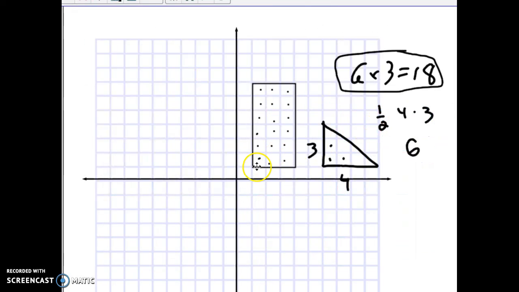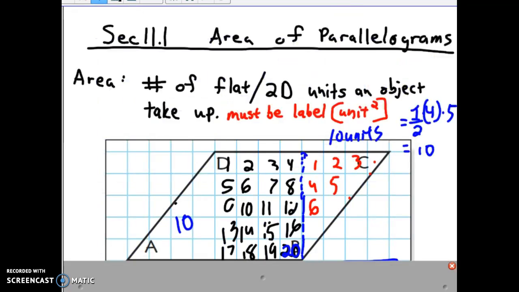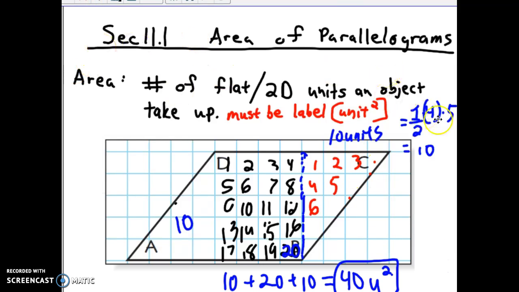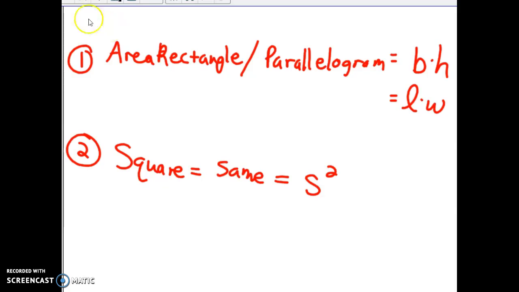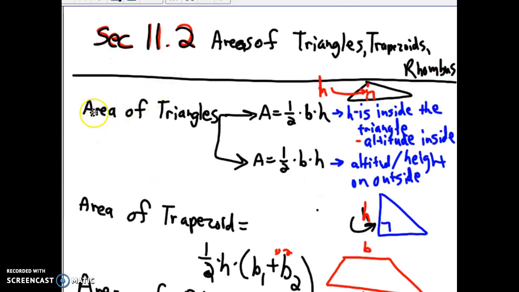And then we use the rectangle here on the coordinate plane: 1, 2, 3, 4, 5, 6, 7, 8, 9, 10, 11, 12, 13, 14, 15, 16, 17, 18, or you can do 6 times 3. That's what the formula is used for. And then we used this information again and applied it to the formula for the area of triangles.